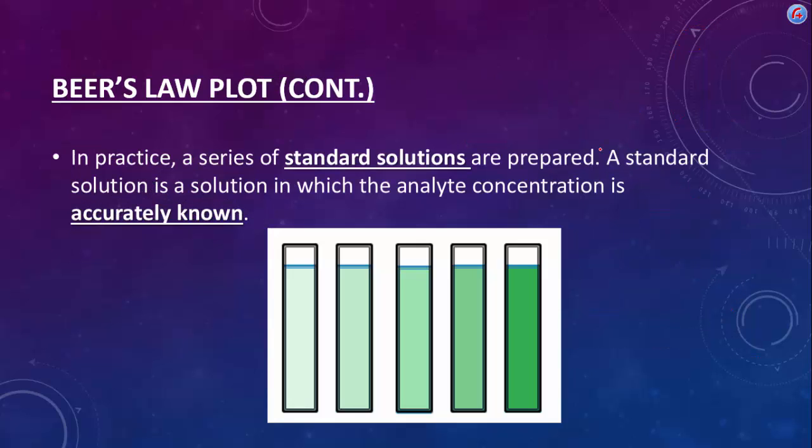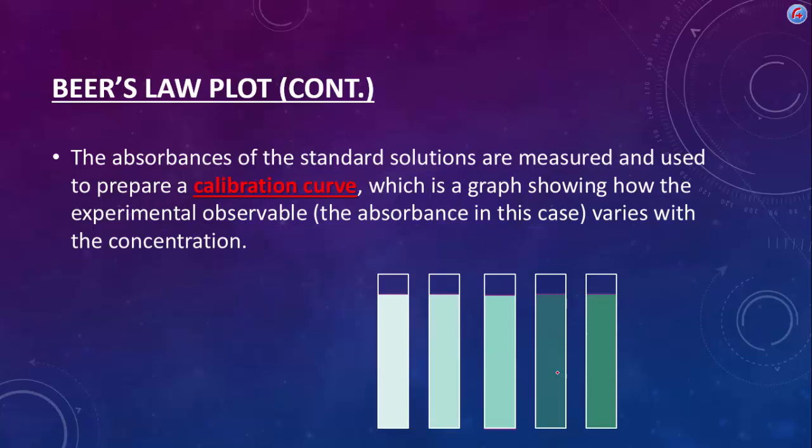So in practice, what we're going to be doing is we'll take a series of standard solutions, and a standard solution is one in which we know the concentrations accurately. So I'll just make some numbers up here, but let's just say you make a concentration of 1 molar, 2 molar, 3 molar, 4 molar, and 5 molar. Those are called your standard solutions. You know what their concentrations are. Then the next thing is that we're going to measure the absorbance of those standard solutions, and then we're going to prepare a calibration curve.